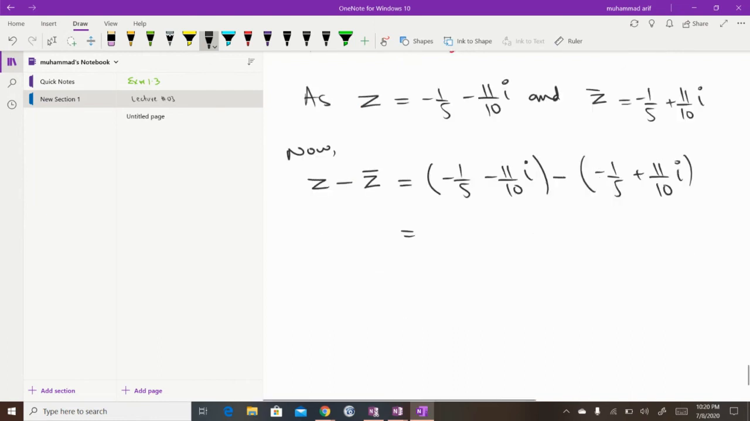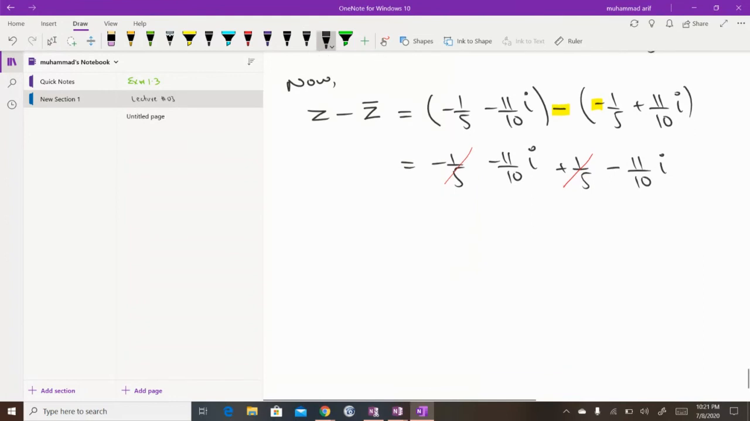Now simplify the brackets. Negative 1 by 5, negative 11 by 10 iota. Here negative and negative become positive. This negative and this negative become positive, positive 1 by 5, and similarly negative and positive becomes negative 11 by 10 iota. Now here we see that negative 1 by 5 and positive 1 by 5 cancel with each other. We get negative 11 by 10 iota, negative 11 by 10 iota.